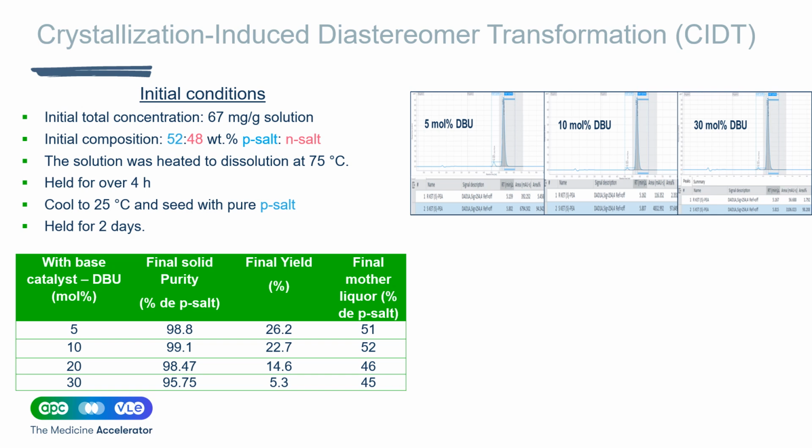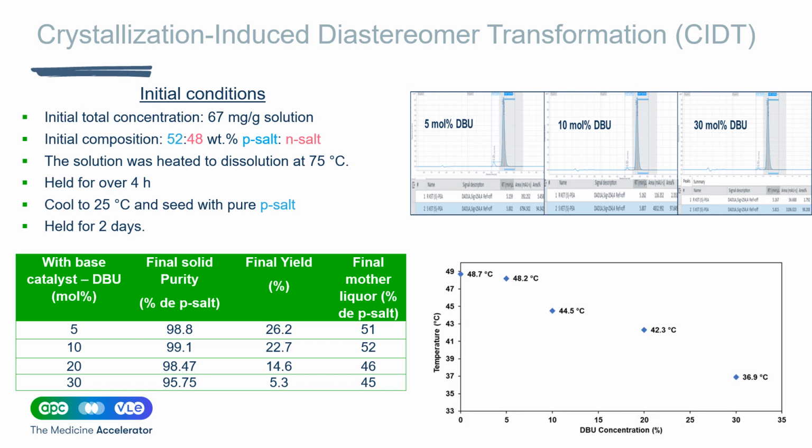It is observed that increasing the DBU concentration influenced both the purity of the final solid and also the yield. To understand the role of DBU in the process and its impact on yield loss, solubility studies were conducted across different DBU concentrations. These findings highlight DBU's dual role as a catalyst and co-solvent in the process, where its concentration significantly impacts the solubility of the P salt. The reduction in solubility temperature with higher DBU concentration may contribute to the yield loss by enhancing solubility and reducing recovery at the elevated DBU levels.